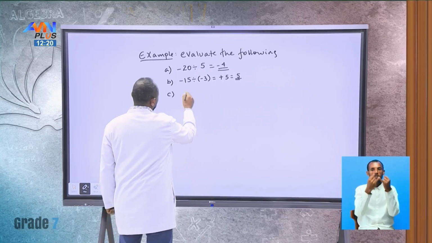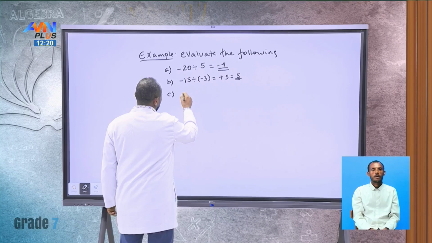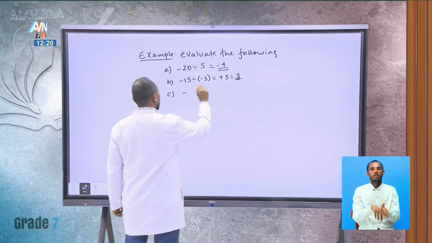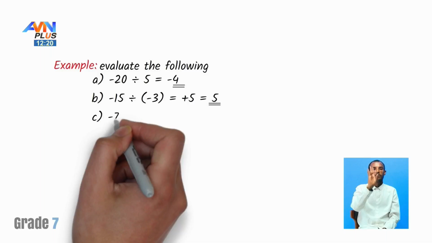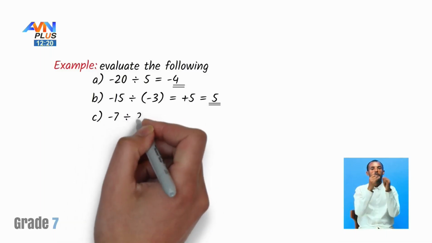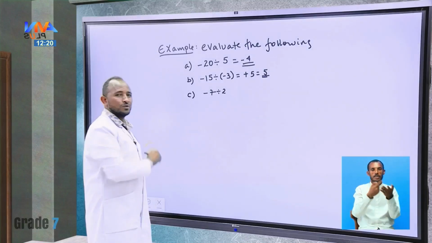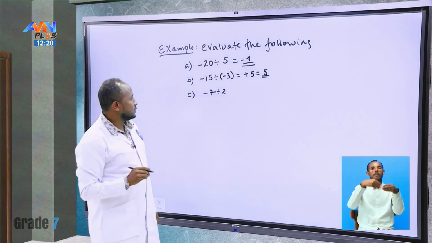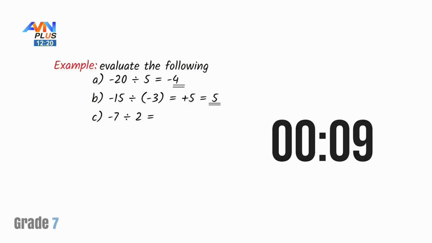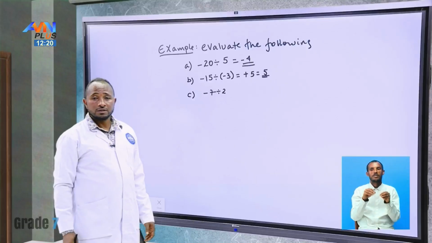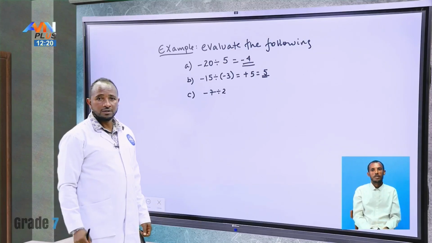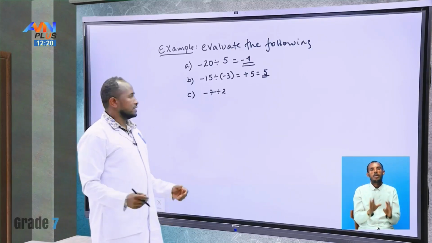Okay, divide this one: negative 7 divided by 2. Please, students, try this question. I will give you 10 seconds for this. Students, have you tried the question? Very nice. Now, let's see the answer.